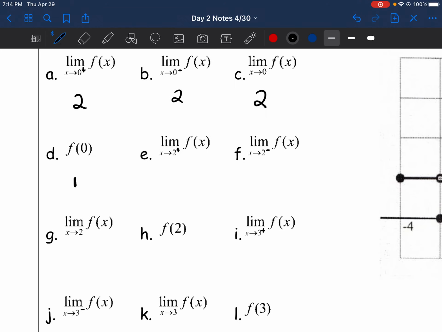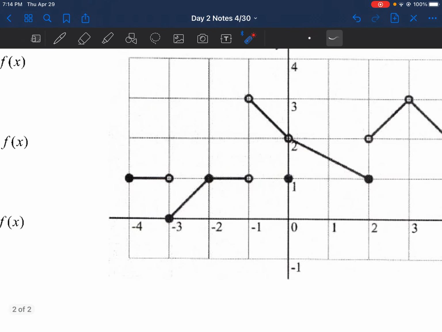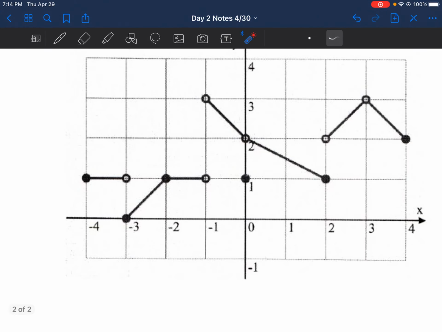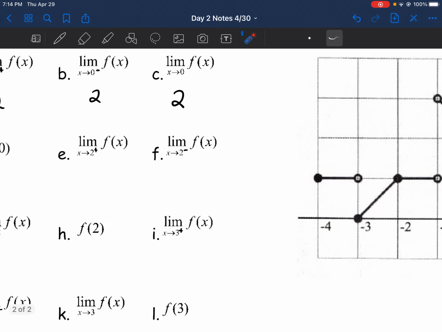And the purpose of us putting this in the notes is that we want to make sure that everyone understands the function value at 0 does not affect the actual limit as x approaches 0. It's important to realize that.